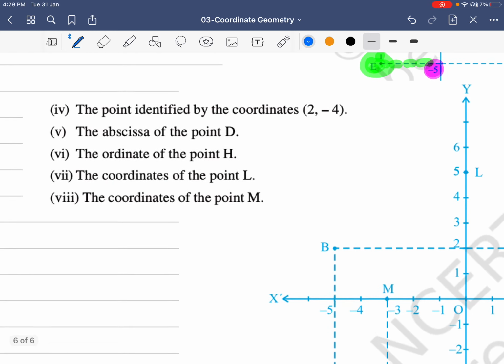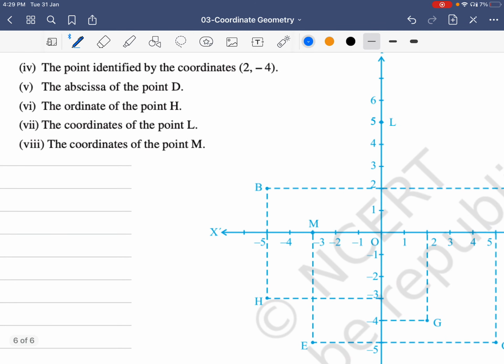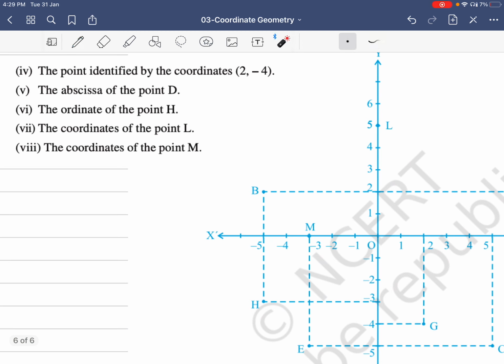Now, there are a few more questions based on the same diagram, so I've just put it down here. Let's continue. The point identified by the coordinates 2 and -4. Once again, 2 is this one on the x-axis and -4 is on the y-axis. We draw perpendiculars from both these sides and they will intersect at some point. In this case, that point happens to be G, and we say that G is the point which has these coordinates. I'm just going to mark it here. The point you are looking for is G. So the fourth question is done.